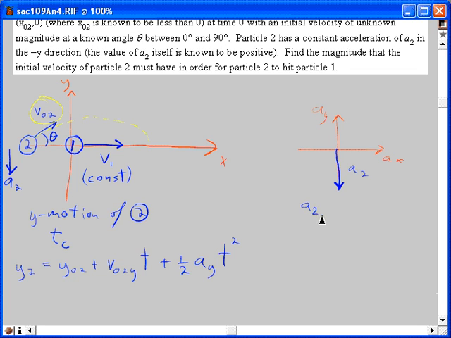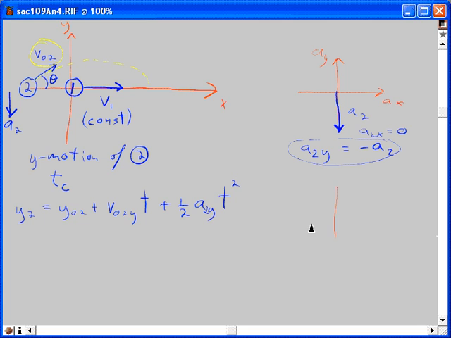So A2y is equal to minus A2. A2x is just equal to 0. So we do have an expression for A2y that we can stick in there, namely minus A2. We're going to need one for v02y as well. We're given that the initial velocity of particle number 2 is up at some angle, so let's work on that a little bit. We'll do a vector component diagram for V2.